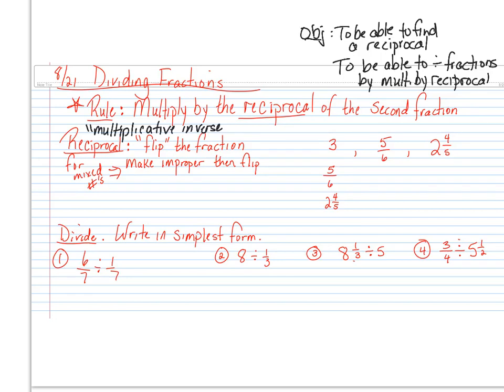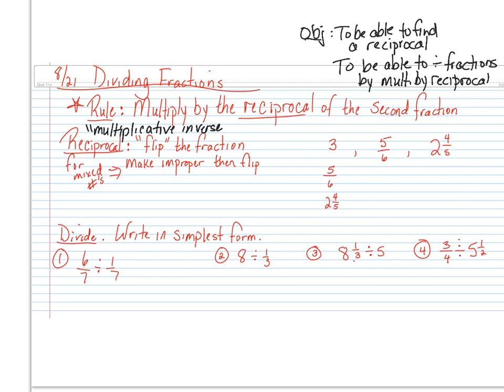All right, you guys, I think we're doing pretty good. Multiplying fractions is a heck of a lot easier than adding and subtracting. And what you're going to find out today is that by the end of the class, you should be able to find a reciprocal. And then you should be able to divide fractions by multiplying by a reciprocal.